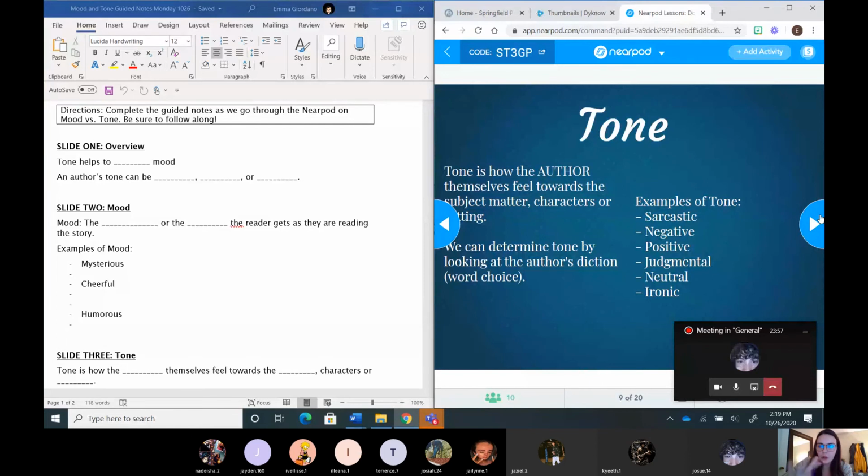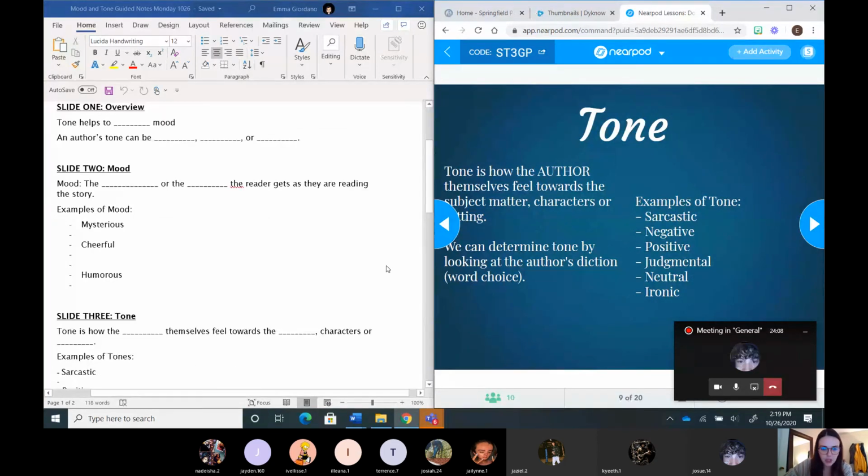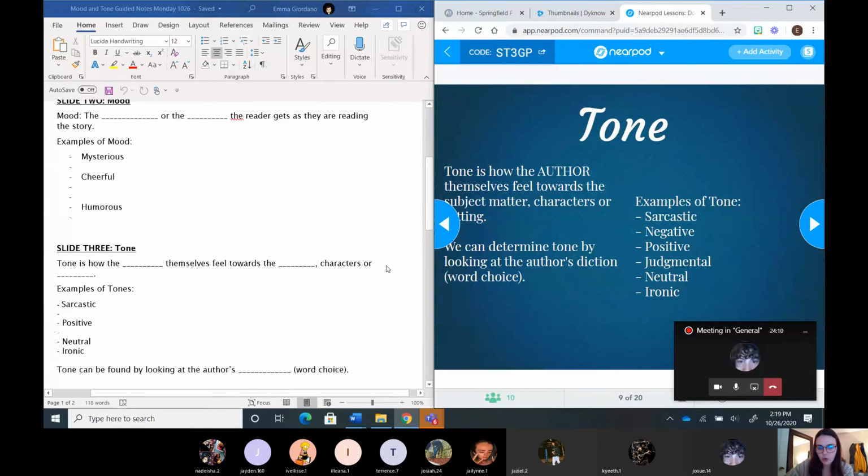So mood is how you are going to feel reading it, the vibe you get. And this is based on the tone, which is how the author themselves feel about the subject matter, the characters, or the setting. So tone is how the author feels. Tone is how the author themselves feels about the subject, characters, or setting. So that first blank is going to be author.